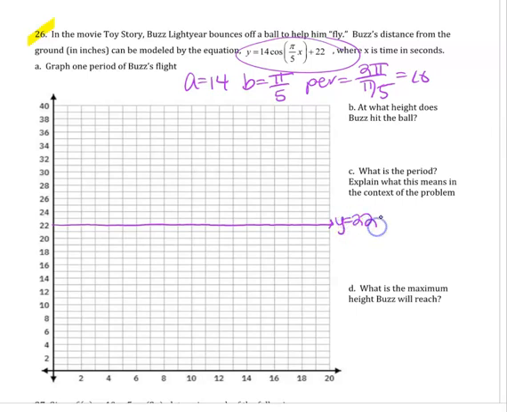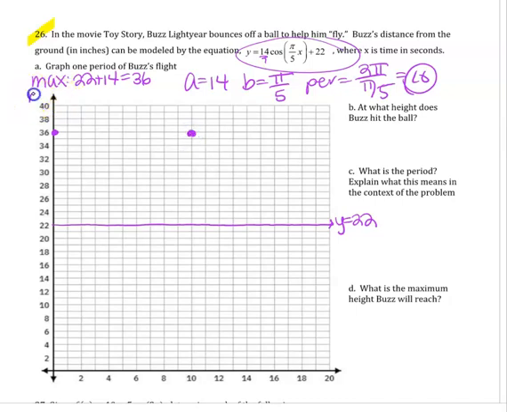Equals 22. Now, he's starting at a maximum because this is a positive cosine curve. The maximum is going to be 22 plus 14, which is 36. So you're starting here. That means 10 seconds later, which is the period, he's going to end at 36.